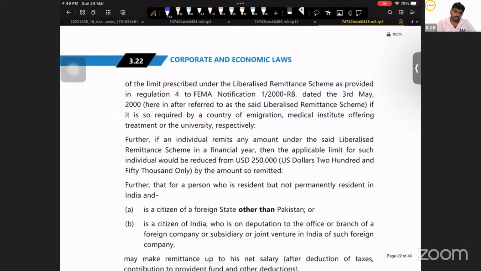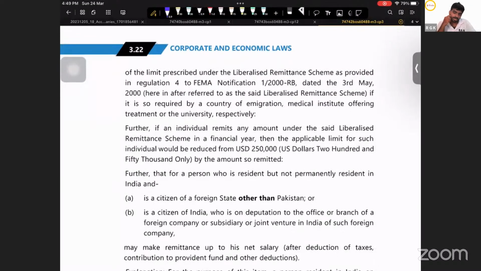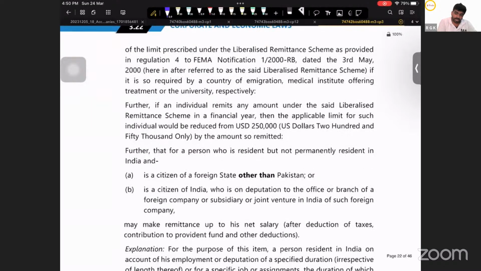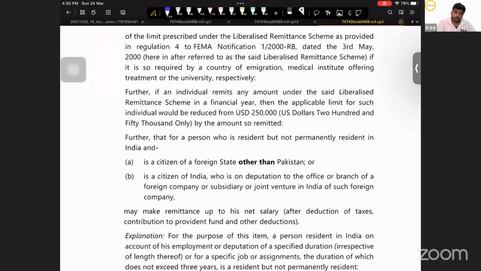Next, further, for a person who is resident but not permanently resident in India, and who is a citizen of any foreign state other than Pakistan, or who is a citizen of India on deputation to the office or branch of a foreign company or subsidiary or joint venture in India of a foreign company, they will be called resident but not ordinarily resident. Not permanently resident, we say. Person who is resident but not permanently resident.